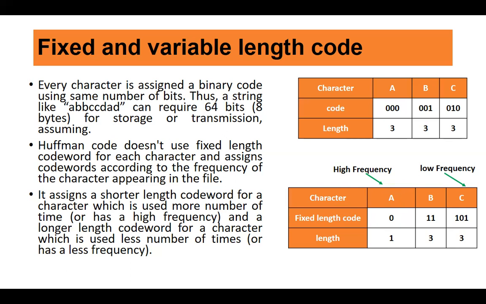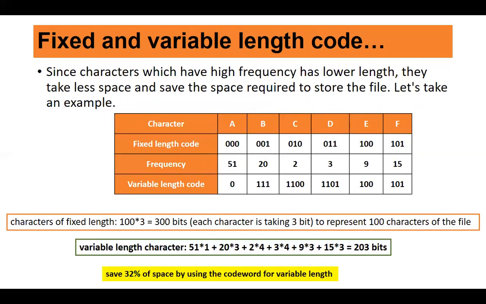Fine. Now let us look at it in detail. Since the characters which have high frequency have lower code length, they take less space and save the space required to store the file. So let us look at this example now. These are the characters A, B, C, D, E, F, which have frequencies. Let us say there are 100 characters in a file. If you sum all these, the total becomes 100 characters, right?